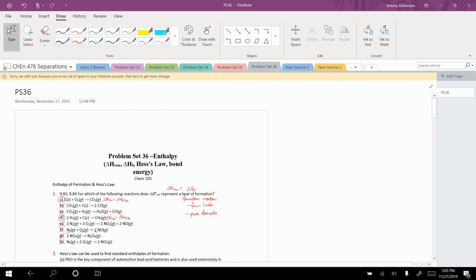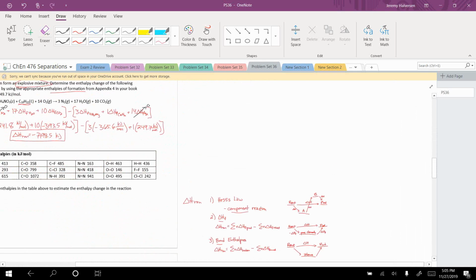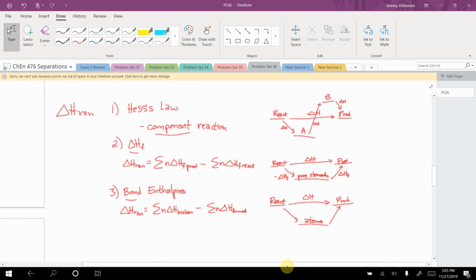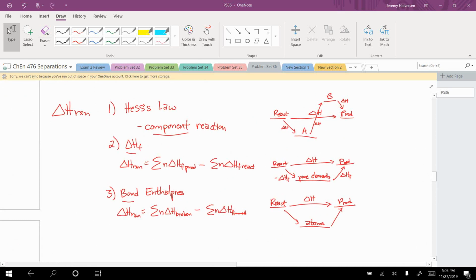Anyway, that is problem set 36 about enthalpy. Again, the main point you should take from this is the 3 different ways that we can calculate the delta H of reaction. We can use Hess's Law, which manipulates component reactions. We can use delta H's of formation, where you just do products minus reactants, or we can use bond enthalpies, where we do bonds broken minus bonds formed.